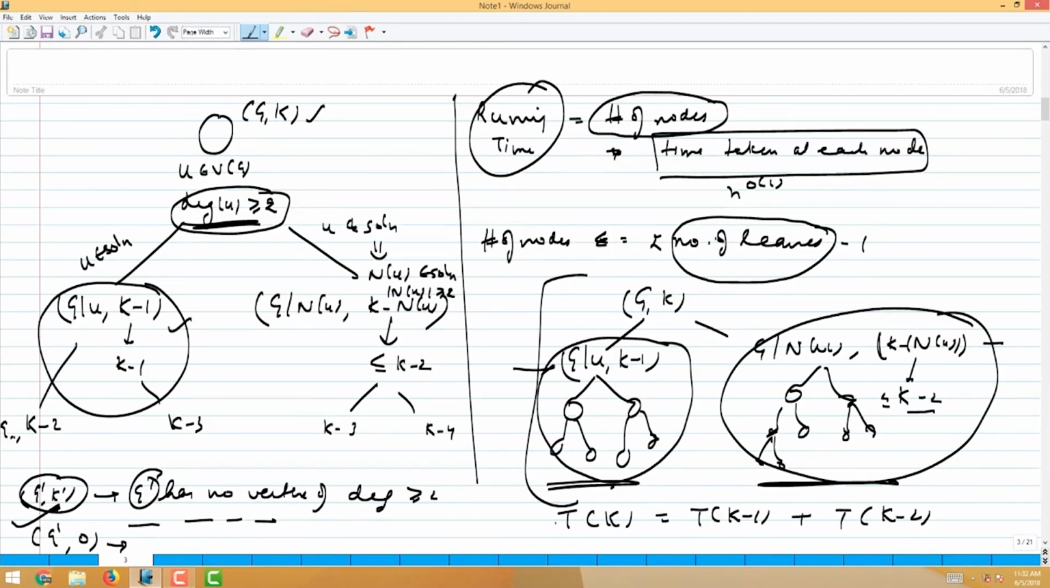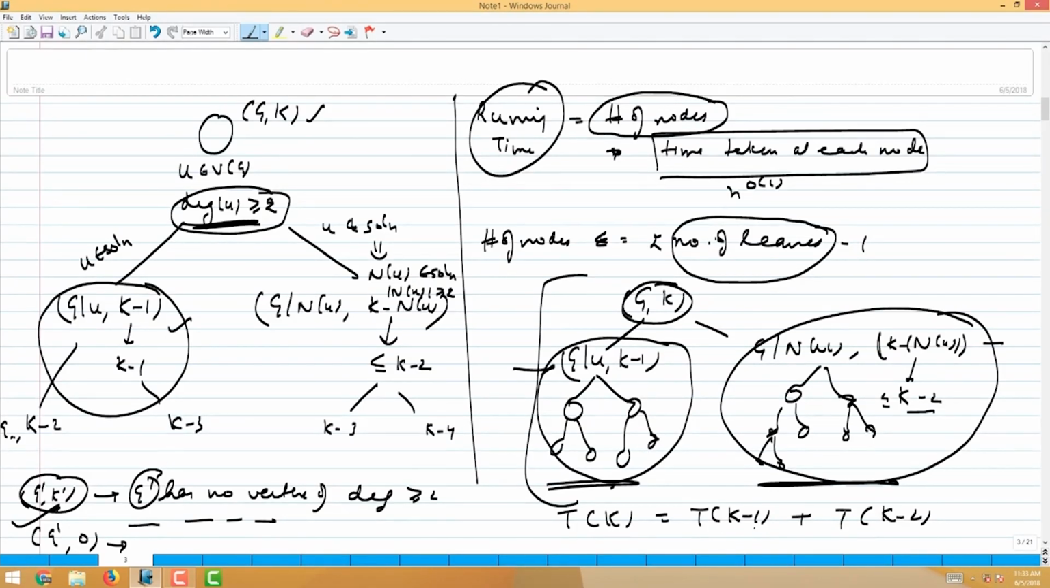So let's say Tk denotes the number of leaves in a branching tree, for example, the branching tree rooted at Gk. So the branching tree rooted at Gk is the whole thing, okay? Or in fact, a branching tree which is rooted at an instance where the parameter is k, because the depth will depend on k.